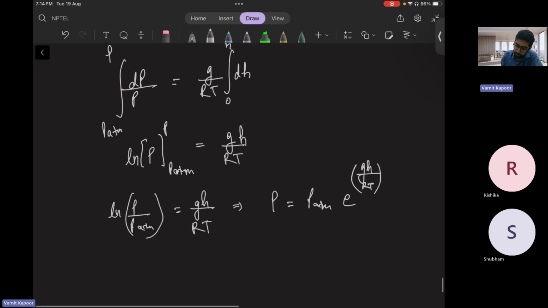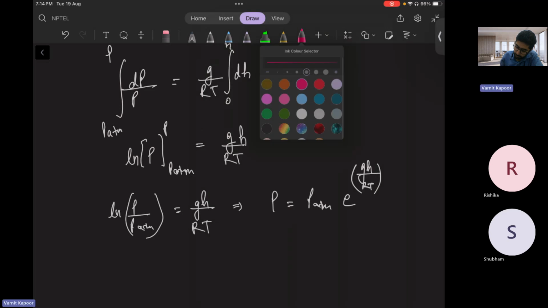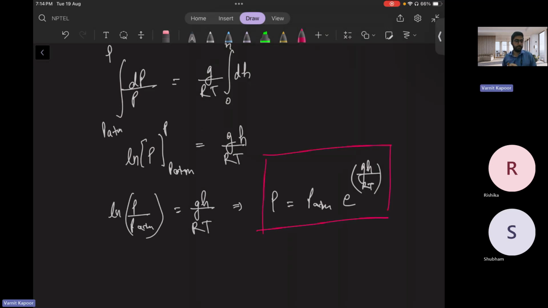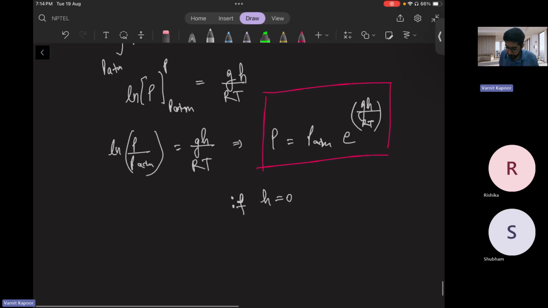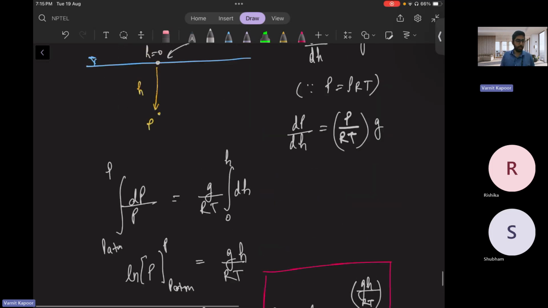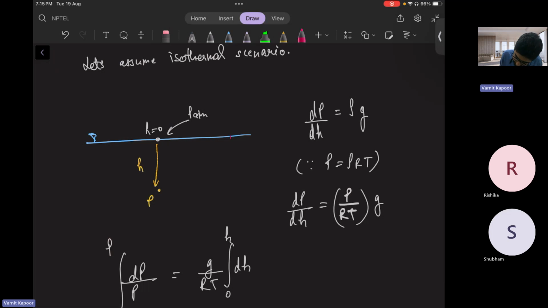So that means it is an exponential function, multiplied with the atmospheric pressure. If h is 0, then e to the power of 0 is 1, so P is nothing but P atmosphere into e to the power of 0, that is P atmosphere. So how will your plot look? There will be a constant pressure, that is obviously the atmosphere. Also an exponential function of pressure will be there. So it will look something like this.